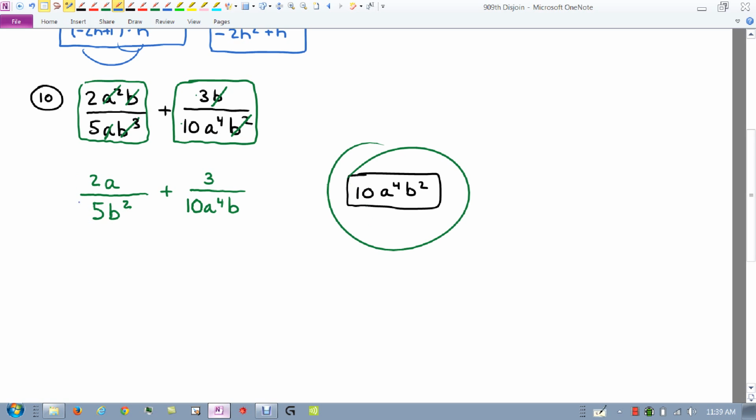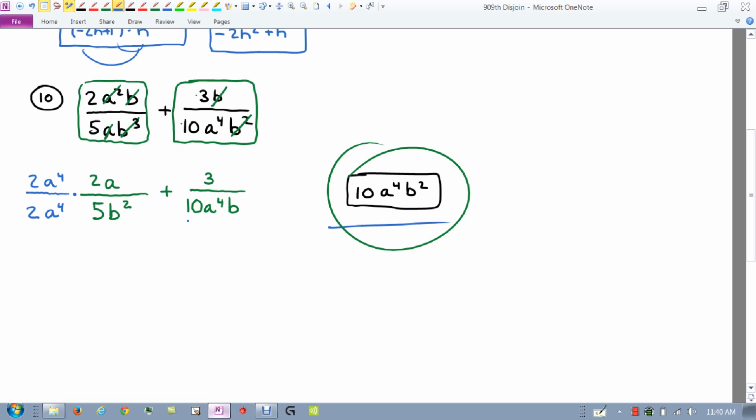So what I do is on the left side here, I'm going to multiply by something on the top and the bottom. To turn a 5 into a 10, I'm going to multiply by 2. I need a b squared. I have a b squared, but I also need an a to the 4th, right? So I'm going to have to put an a to the 4th here. So if I multiply this times this, I should get my common denominator. But what I do at the bottom, I must do the top.